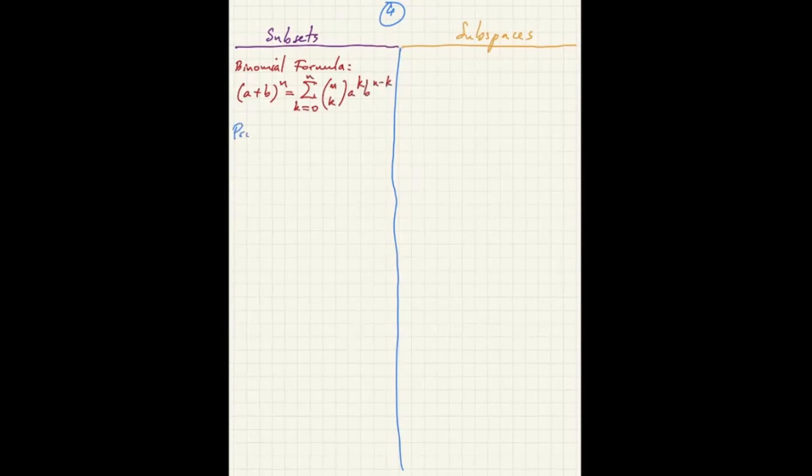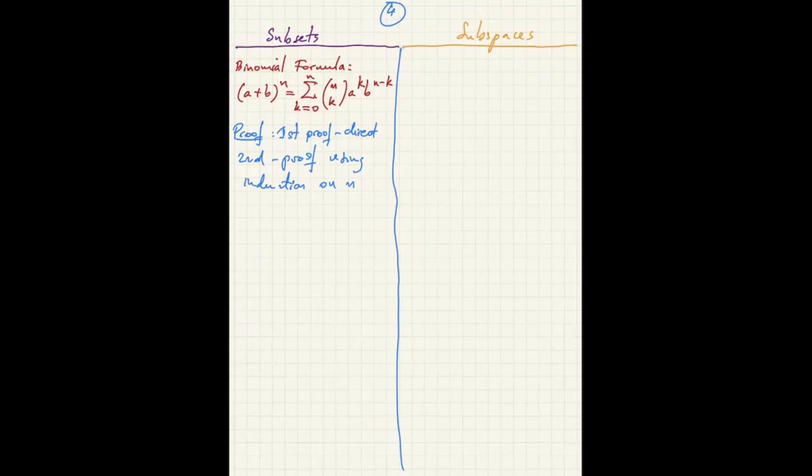For this formula, the first proof we gave is direct: just count, figure out the coefficient of a to the k times b to the n minus k. You can give a second proof using induction on n. You have a formula for a plus b to the n. To get a plus b to the n plus 1, you just multiply a plus b to the n times a plus b.